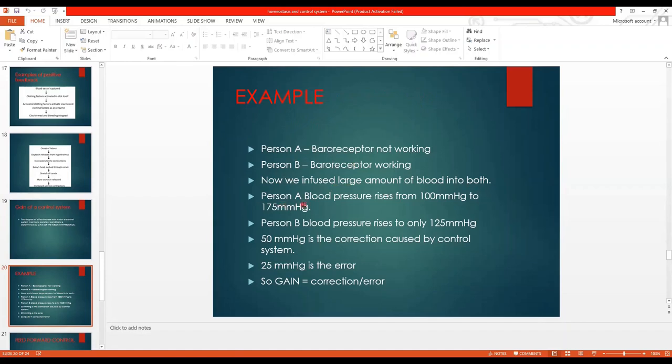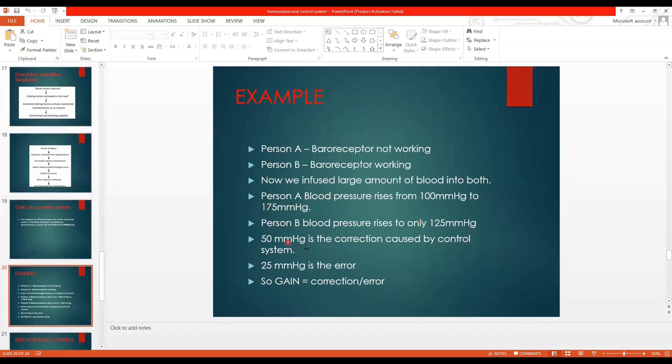Now, person A, whose baroreceptors are not functioning properly, his blood pressure rises from 100 mmHg to 175 mmHg. How much difference you can see? If baroreceptors are not working and we infuse blood to person A, his blood pressure will rise from 100 mmHg to 175. Then, when the same amount of blood is infused to a person whose baroreceptors are working normally, his pressure rises from 100 to 125.